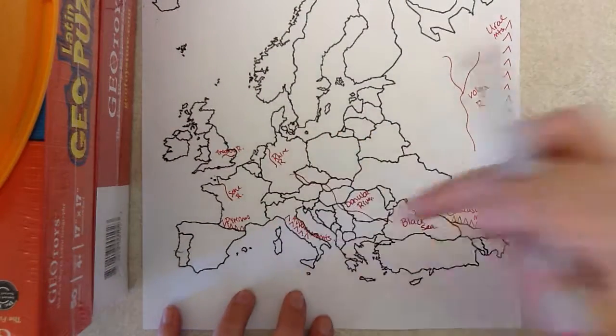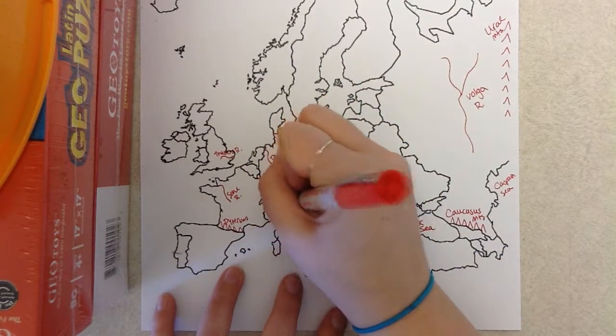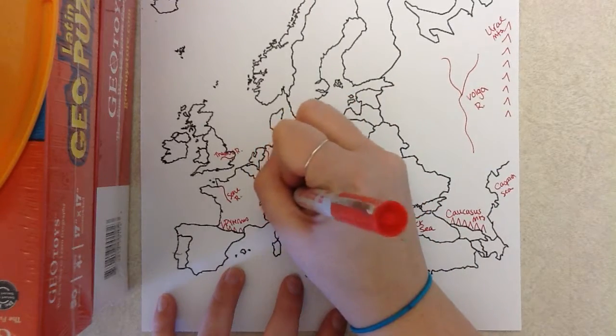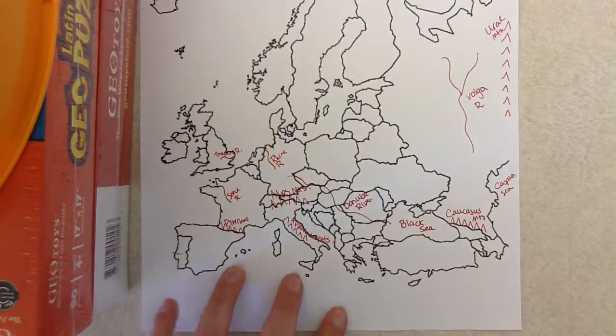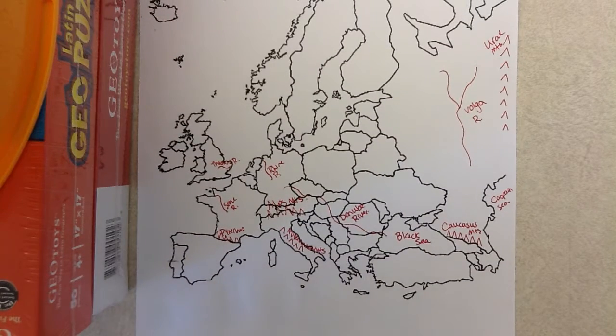So I've got 1, 2, 3, 4 mountain ranges. I need one more, and that is the Alps, which are right through here. The Alps Mountains, right there. All right. So we've got all of our mountains and all of the rivers that we need to know. Not all of the ones in Europe, but the ones that we need to know in 6th grade.